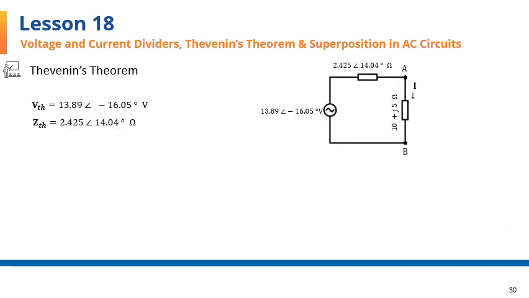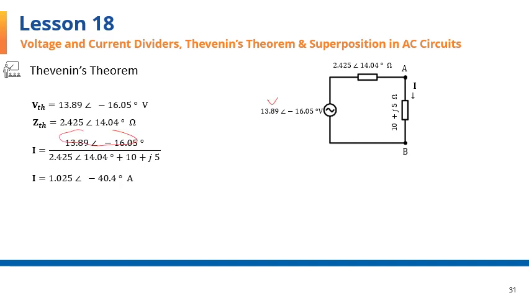And using Ohm's law, by dividing this voltage over the sum of these two impedances, we can find the current I that we were looking for. And here it is. I equals the voltage over the sum of the two impedances. And I comes to 1.025 amps with a negative 40.4 degrees phase angle.